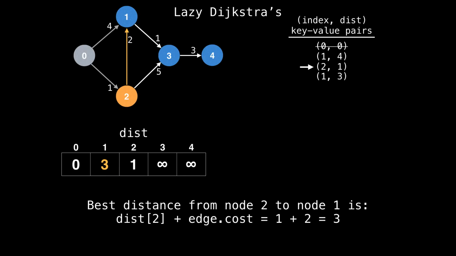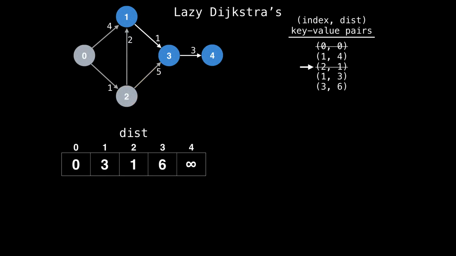From node 2, if we take the upwards edge, we can improve the best distance to node 1 by taking the current best distance from node 2, which is 1, plus the edge cost of 2 to get to node 1 for a total cost of 3. This is better than the previous value of 4. For every time we find a better distance like this, we insert that information into the priority queue. Then we improve the best distance to node 3 to be 6.